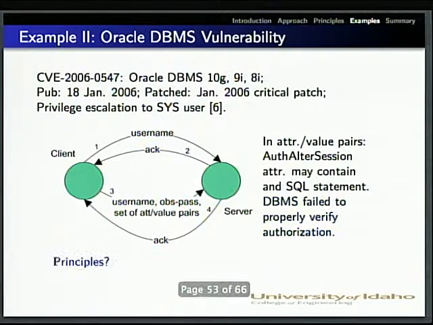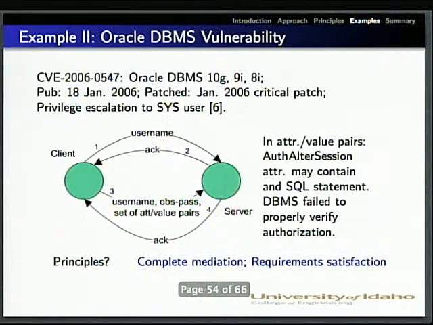That's what is called a privilege escalation. So what principles were violated here? Well, complete mediation, of course, because the database failed to ensure that in all cases the permissions were verified. And then requirement satisfaction. The security requirement that every user should log on and be able to do only what they are allowed to do was not implemented adequately and correctly by the system.